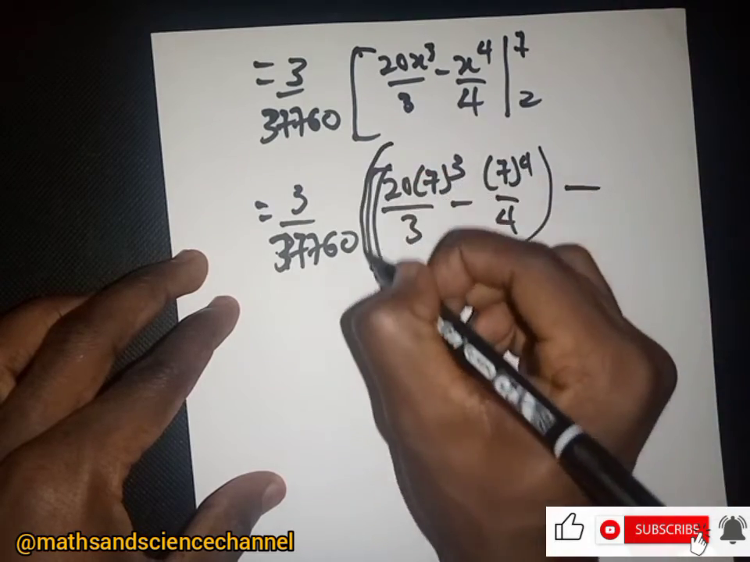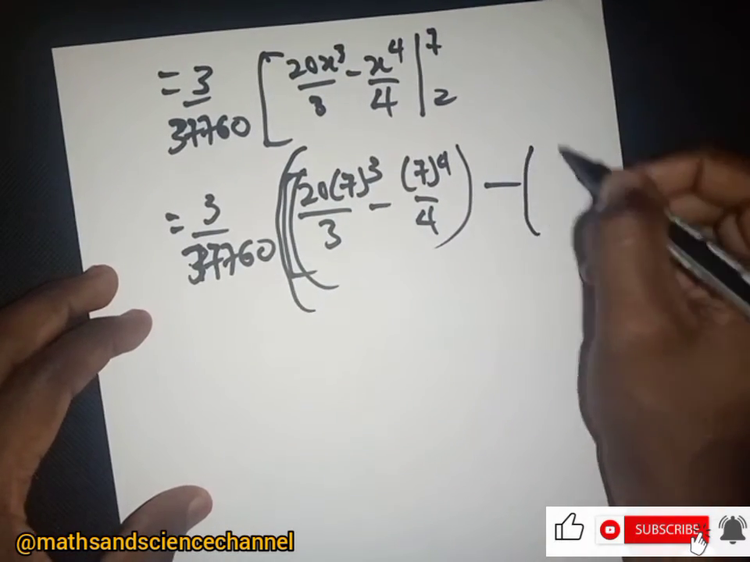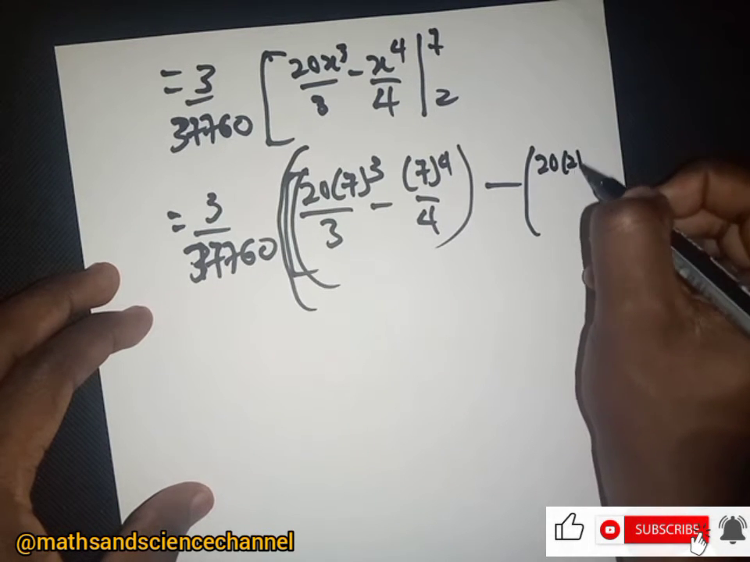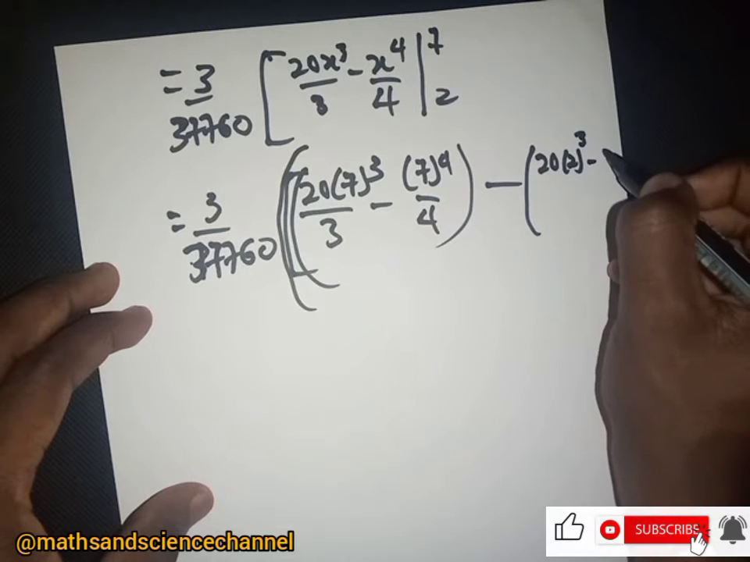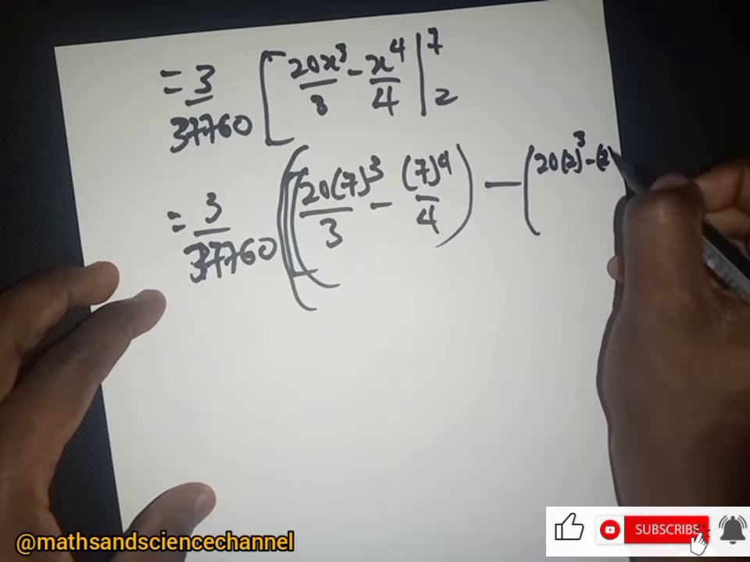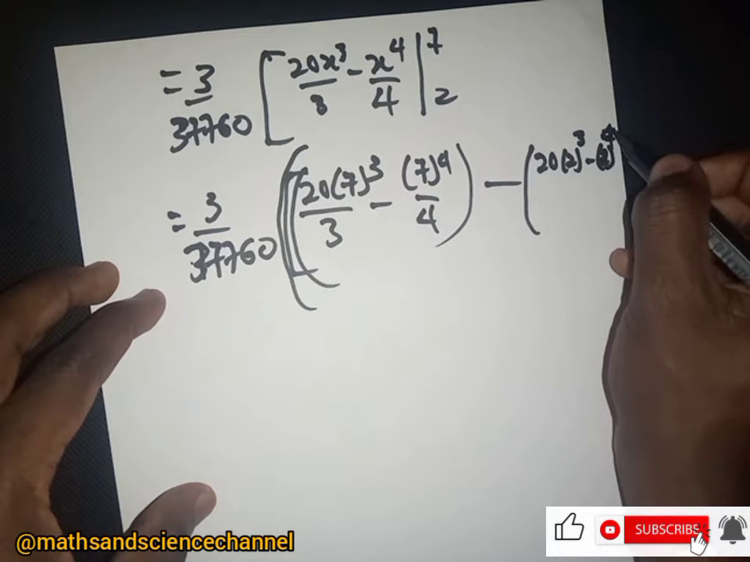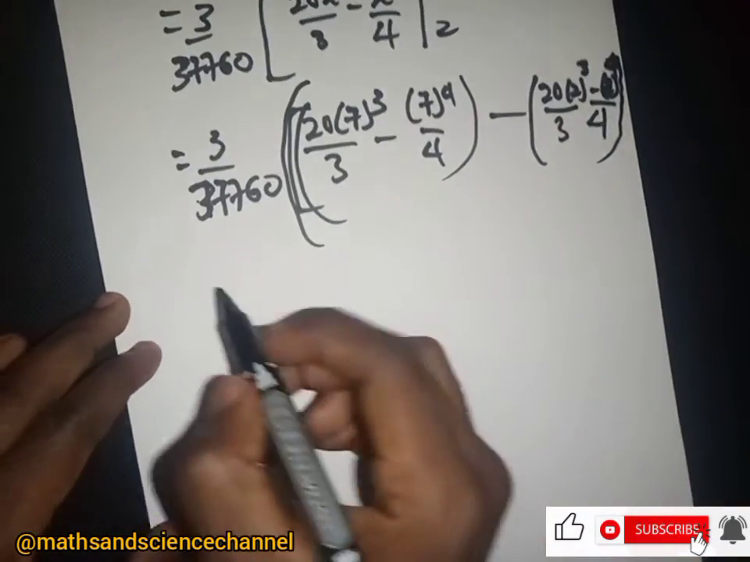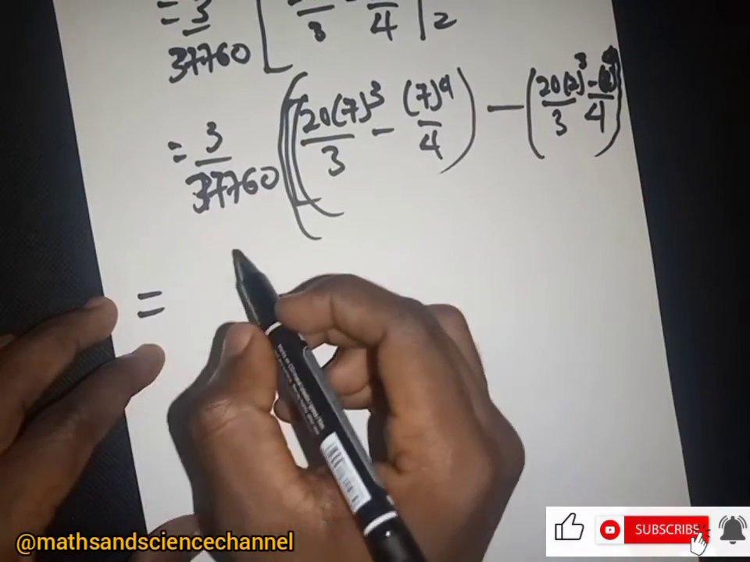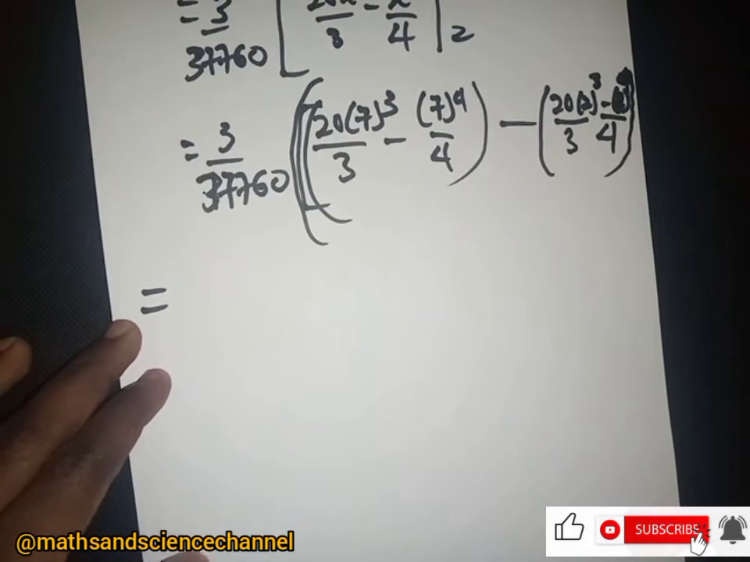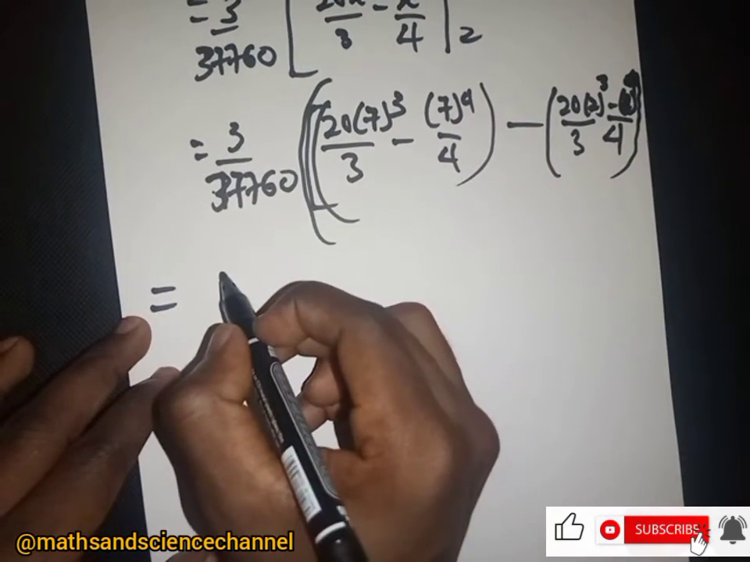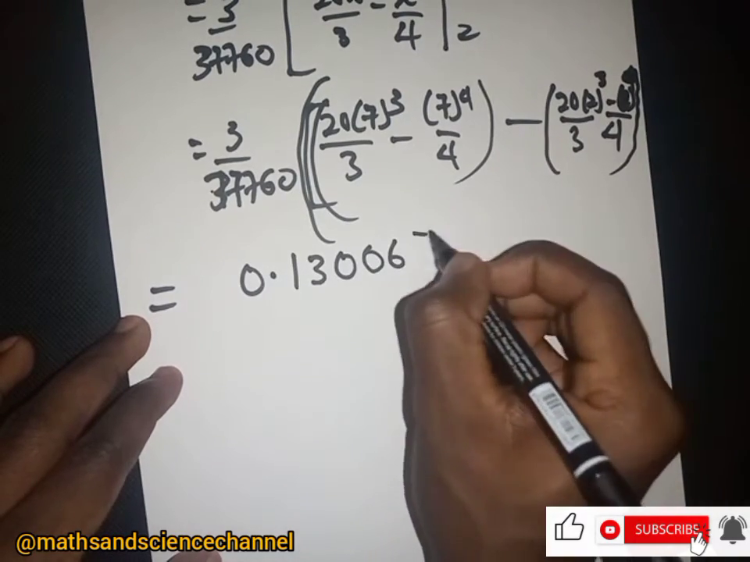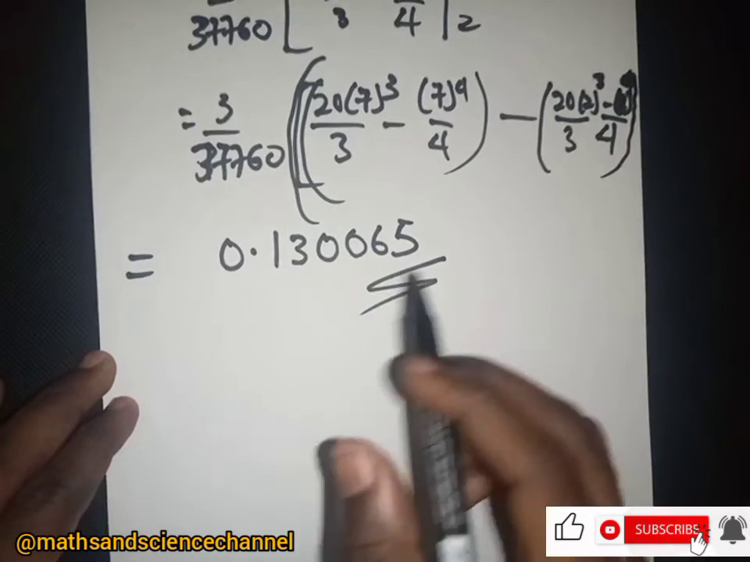Then minus 20 times 2 cubed minus 2 to the power 4, this divided by 3 and this divided by 4, sorry for the space. Now computing all of this together, we are just going to get the value here as 0.130065, when we compute all of this together.